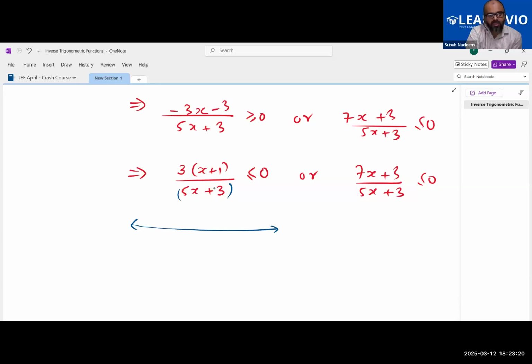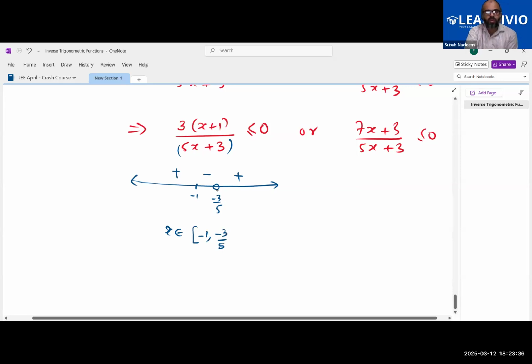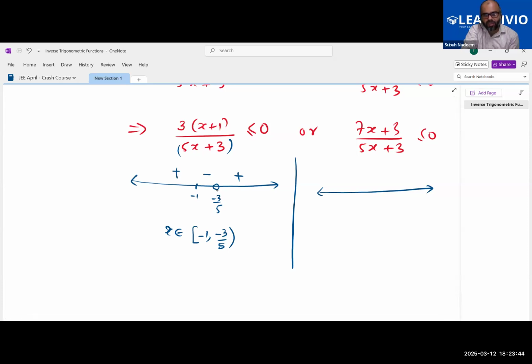So minus 1 is here and minus 3 by 5 is here. This is positive, this is negative, this is positive. So what values can we take? We can take x belonging to minus 1, which can be included. Minus 3 by 5 is not included because the denominator will become 0, so we won't include that. Here it is minus 3 by 7 and minus 3 by 5. Minus 3 by 5 again we can't include, and minus 3 by 7 will be somewhere here, suppose. So this is again plus minus plus.